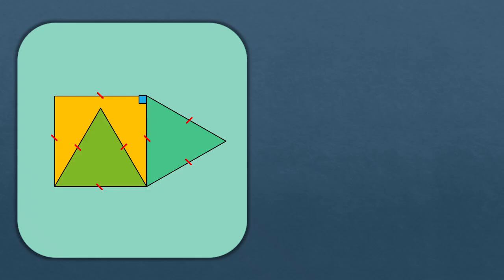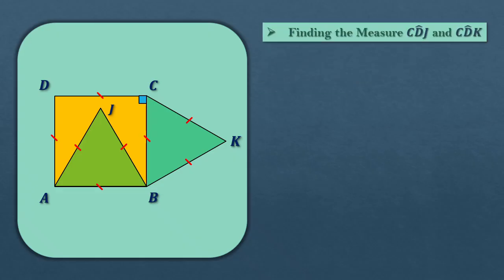We start by considering a square whose vertices are labeled A, B, C, and D. Inside the square, we construct an equilateral triangle ABJ, where J is the third vertex located inside the square. Outside the square, we also construct an equilateral triangle CBK, where K is the third vertex located outside the square. One side of each equilateral triangle coincides with a side of the square, exactly as shown in the appearing figure. Our goal is to determine the measures of the angles CDJ and CDK.